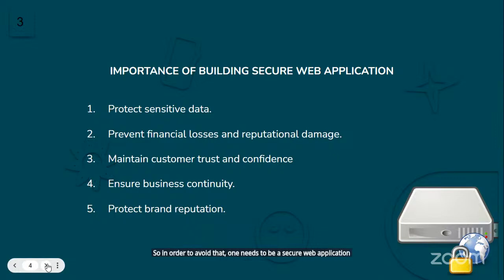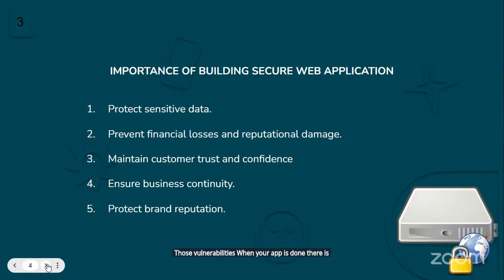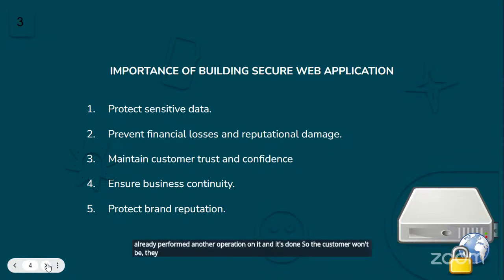And number 3, maintain customer trust and confidentiality. This is all about building trust. When you build trust in customers, but the moment your application is vulnerable and the attacker is able to exploit those vulnerabilities, there is no way the user will have confidence in you and trust you. Your application is compromised today, and in the next 10 days, the attacker has already performed another operation on it. So the customers will lose trust in your company, and your reputation is damaged bit by bit.